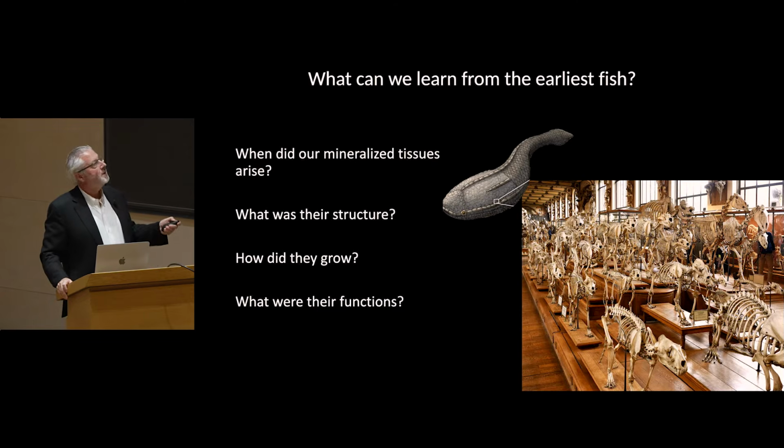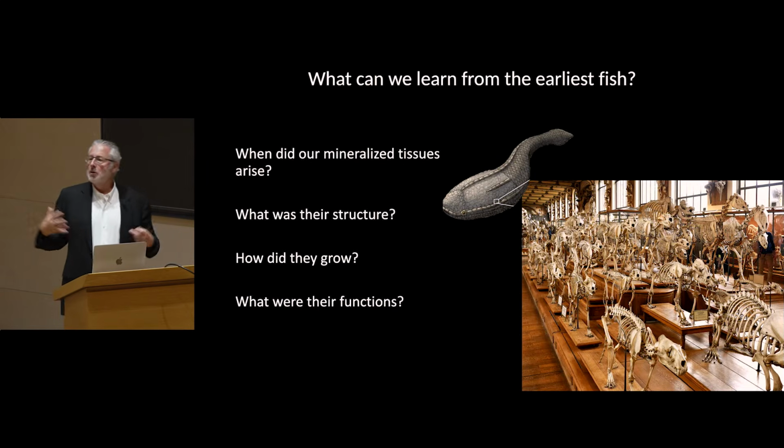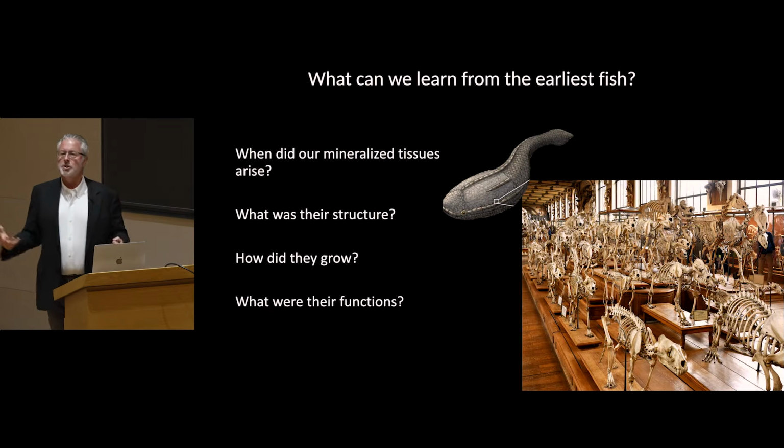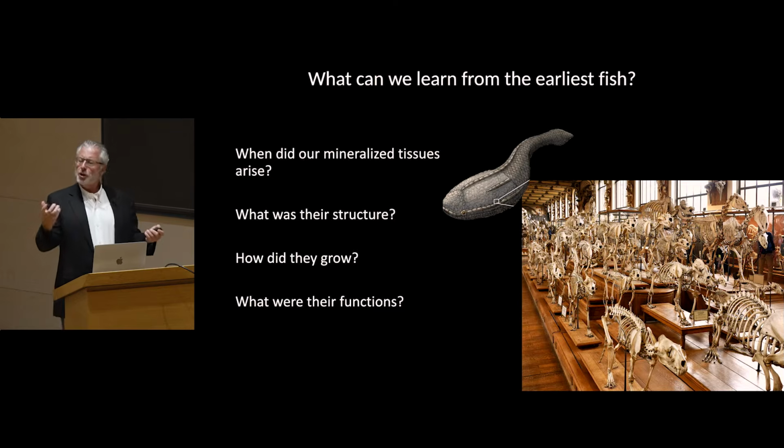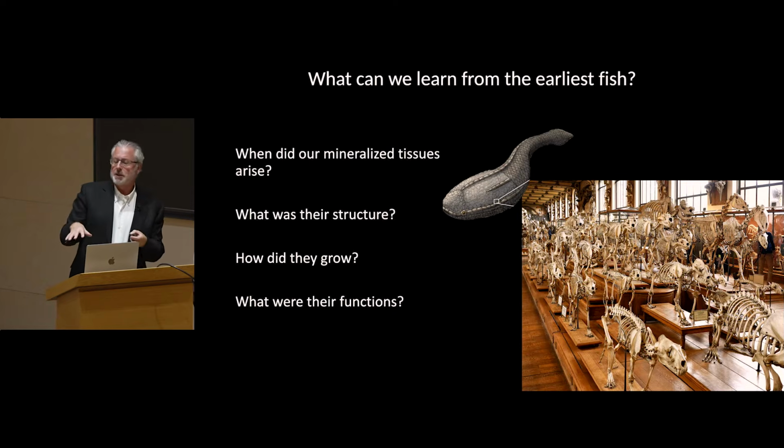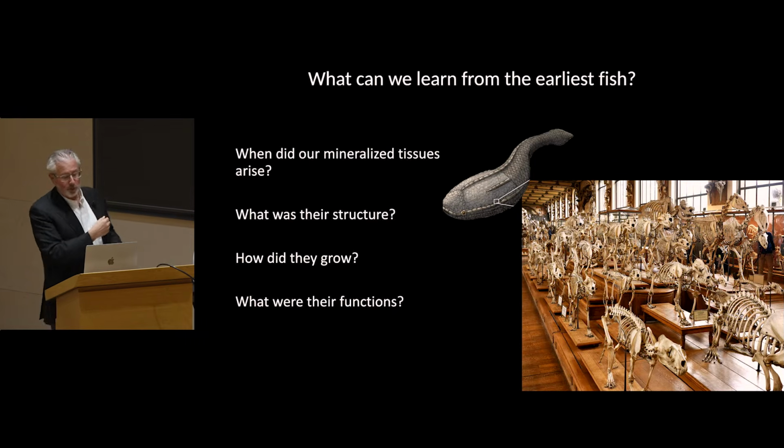And the question is, how can we tie that into the evolution of what's happening in the earliest fish? When did our own hard tissues, our own mineralized tissues, evolve? What was their structure? What did they look like? How did they grow? And what were their functions? What can this tell us about their basic biology? These are the questions we're going to explore.